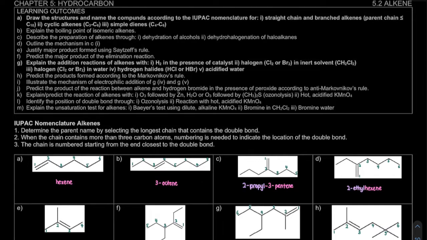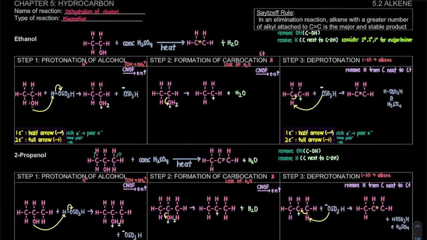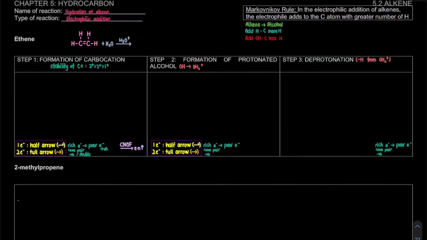In this video we will learn to illustrate the mechanism of electrophilic addition of acidified water. In 5.2, overall we will see three mechanisms. The first mechanism that we have seen is the dehydration of alcohol. In this video we're going to look at the reaction of electrophilic addition of acidified water, which is in your notes on page 21.